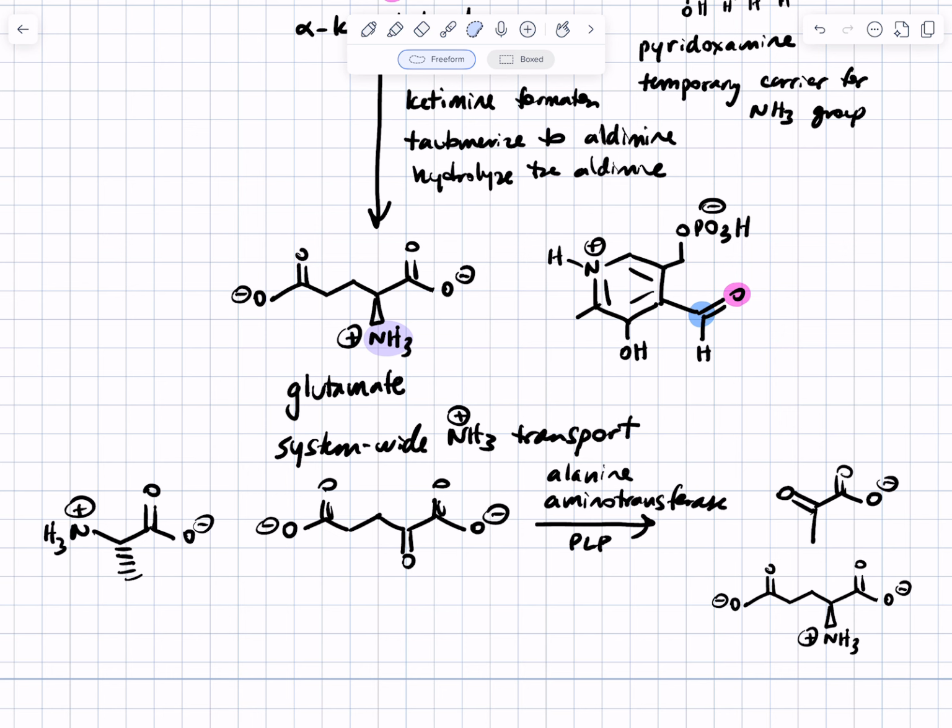Okay, questions about that? Kind of overwhelming. Arrow pushing for this, if you can push arrows through the tautomerization step, you're good to go. Predicting the products, can you figure out where the nitrogen goes? Can you follow that through from starting materials to the aldimine, to the ketimine, and then to the new alpha keto acid and pyridoxamine? All right.